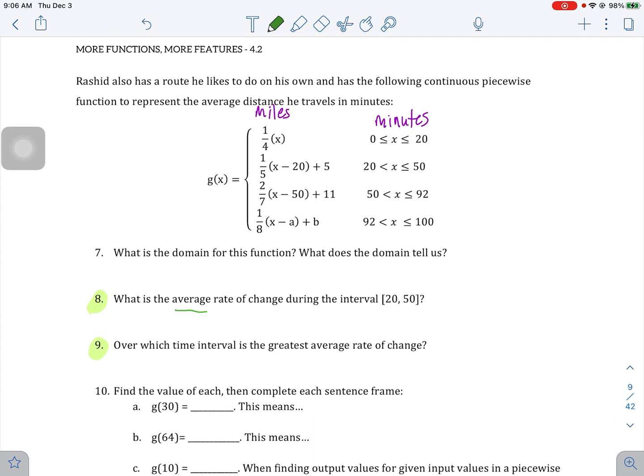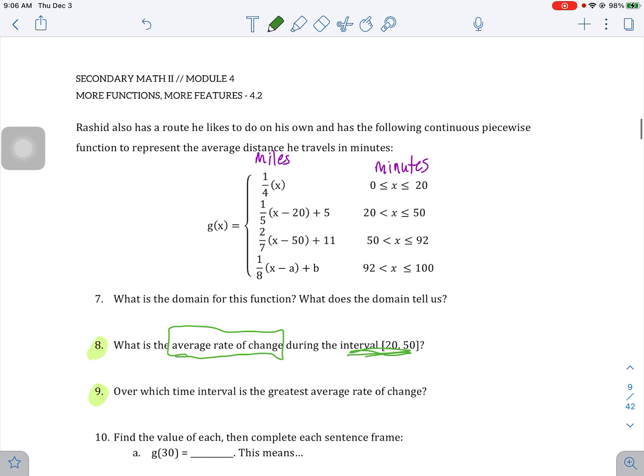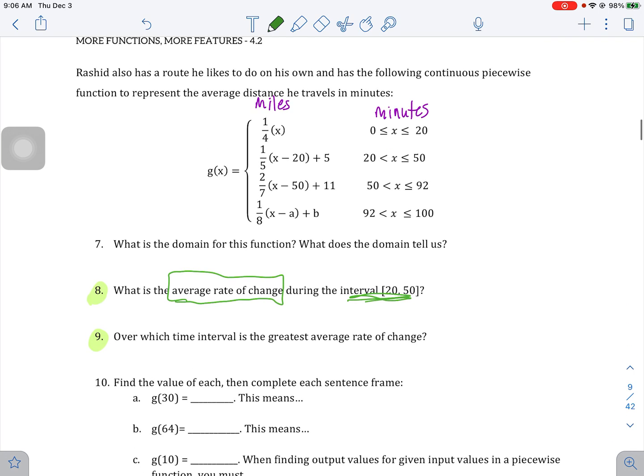Average rate of change is a very important concept moving forward in math during the interval. This is almost a calculus type question. So if the interval, the domain is 20 to 50, okay, the average rate of change is the change in y over the change in x. It's the same thing as the slope. Okay, so the change in y over the change in x from 20 to 50.